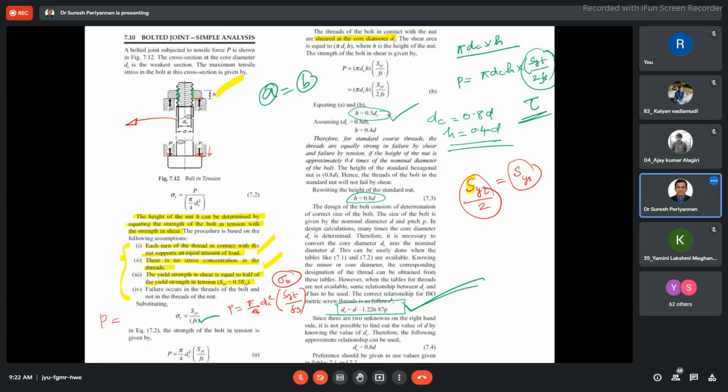DC is the minor diameter, and D is the nominal diameter of the bolt. We have to follow this relation: DC is equal to D minus 1.22687 P, where P is nothing but the pitch. Please go through that after the class. Since there are two unknowns on the right hand side, D and P, it is not possible to find the solution. Hence we have to use DC is equal to 0.8 D, what we considered earlier from the standard data book. Then we are able to find out D or P.